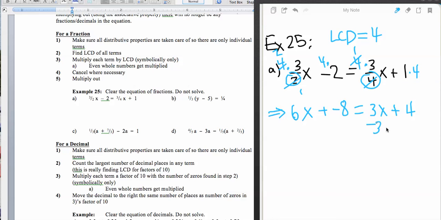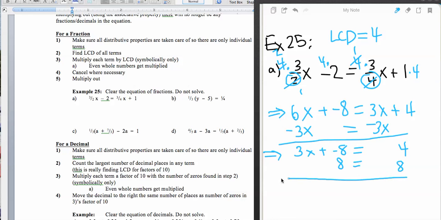Now I'm going to proceed with our steps from previous lectures. We're going to move the variables so that they're all together. And so now I have 6 minus 3, which is 3x, plus a negative 8, and that's equal to a positive 4. And then from there I need to move the constants so they're together. So I'll add the opposite of negative 8, which is a positive 8, to both sides. And then from there I'm going to get 3x is equal to 4 plus 8, which is 12.